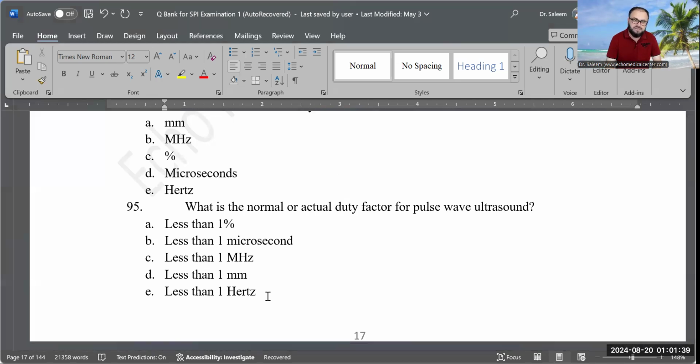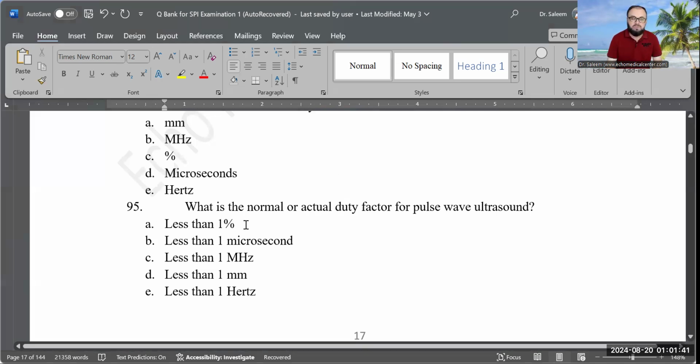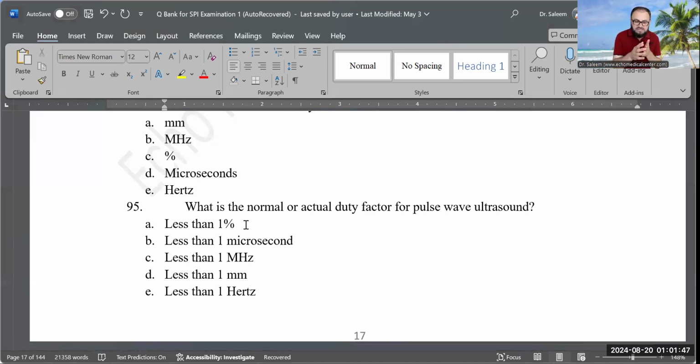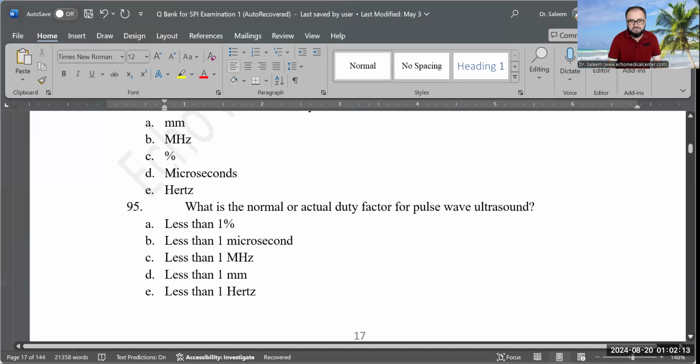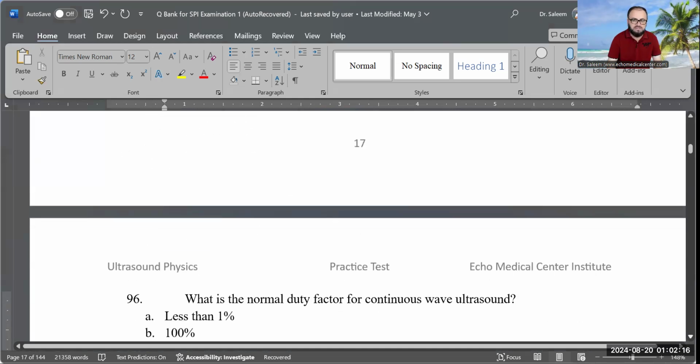Exactly, we're looking for a percentage, so it's less than 1%. Let me explain a little bit. When the machine sends the pulses, it spends less than 1% of the time sending, and the listening time is 99% or more. So the machine spends the maximum time listening for the returning echoes. It takes less than 1% of the time to send the pulses. So that is the correct answer. A was the correct answer, just keep that in mind.